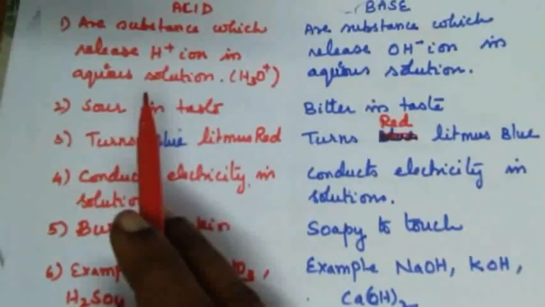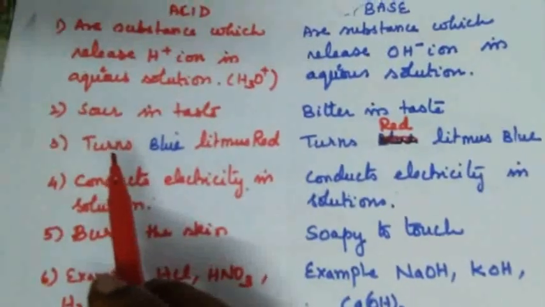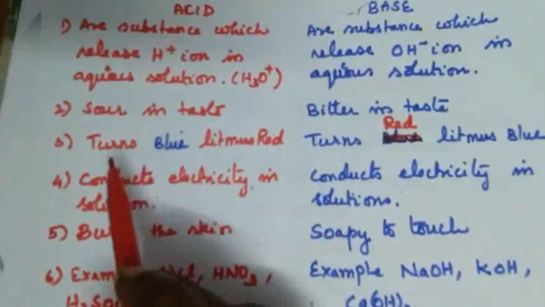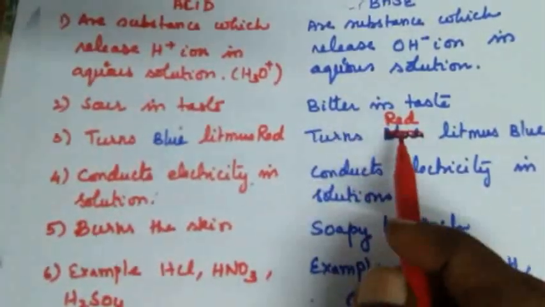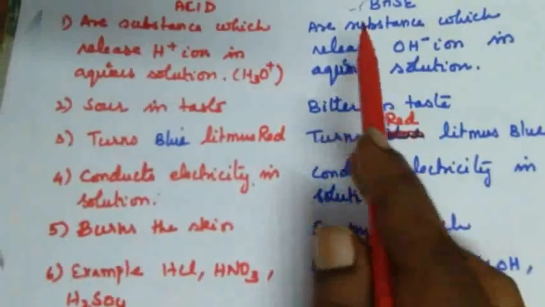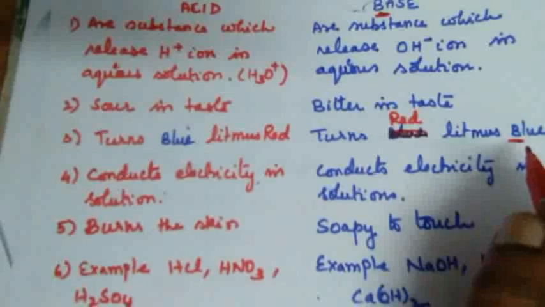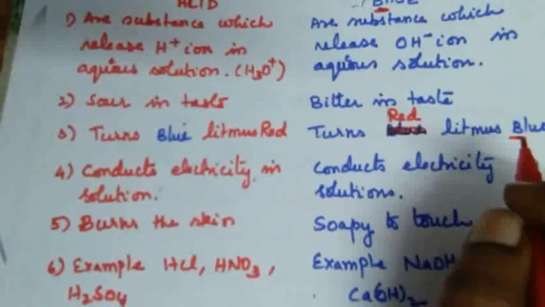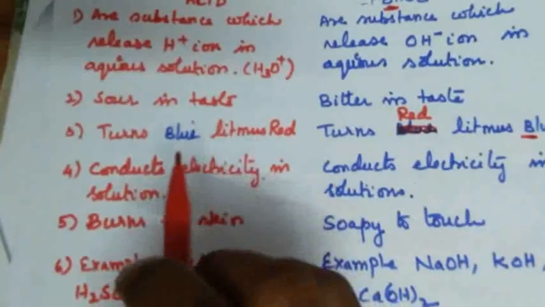And to identify whether the given substance is an acid or a base, we can use litmus paper. Acid turns blue litmus paper red. And base turns red litmus paper blue. Base starts with B, and the color is also B, blue. Base gives you blue color. So red litmus to blue, and vice versa for acid: blue litmus to red.